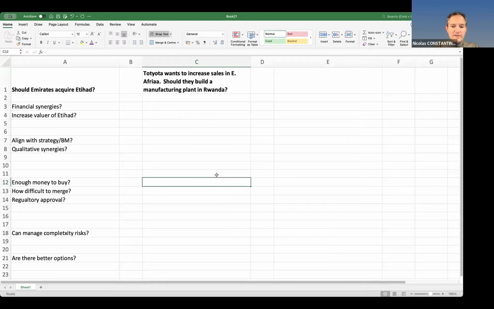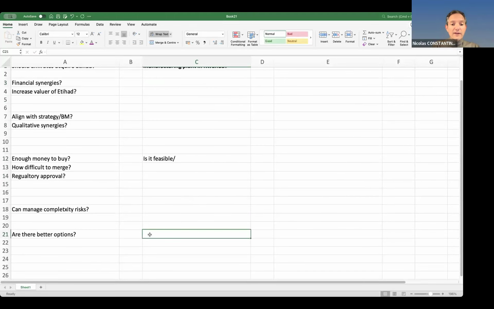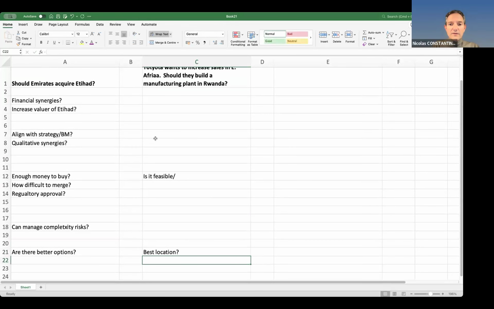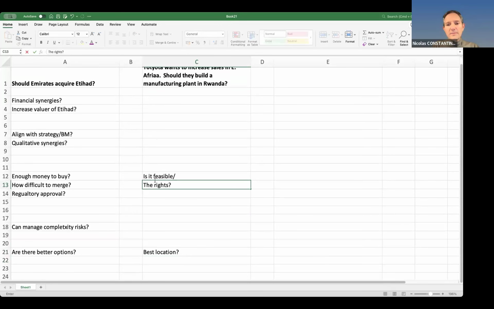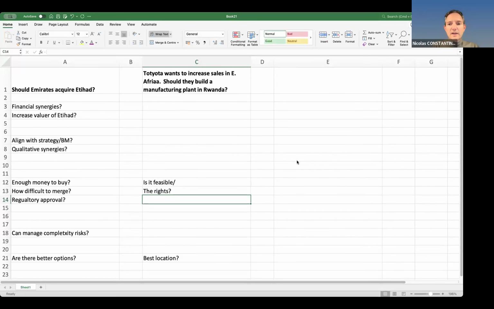Okay, so is it feasible? Okay. So how much will it... hold on. So, is Rwanda the best location? Can they get the rights to do that? Regulatory permits, etc. What else? Do they have the rights?